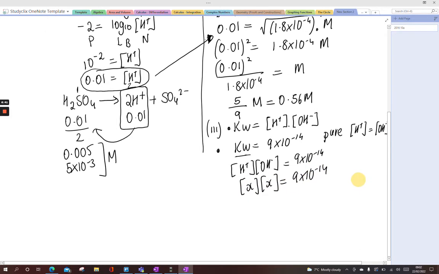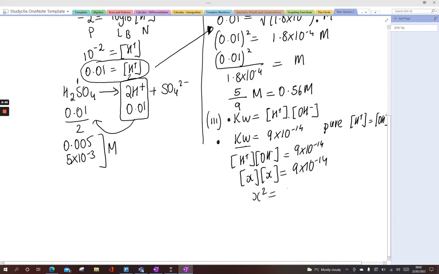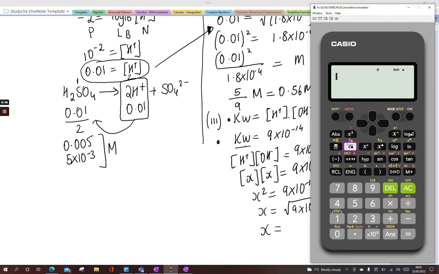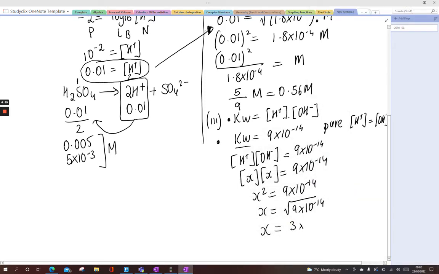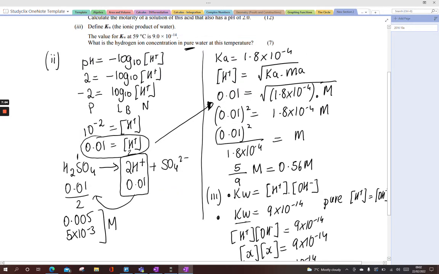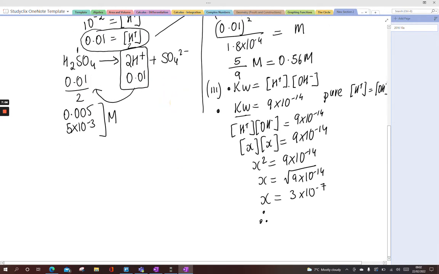Now we're flying around the pig's back. X squared is equal to 9 by 10 to the minus 14. To work out X, it's the square root of that tiny number. And X is equal to 3 over that, or 3 by 10 to the minus 7. Therefore, technically, they said, what is the hydrogen ion concentration? The hydrogen ion concentration is 3 by 10 to the minus 7. So that's your 2016 one.